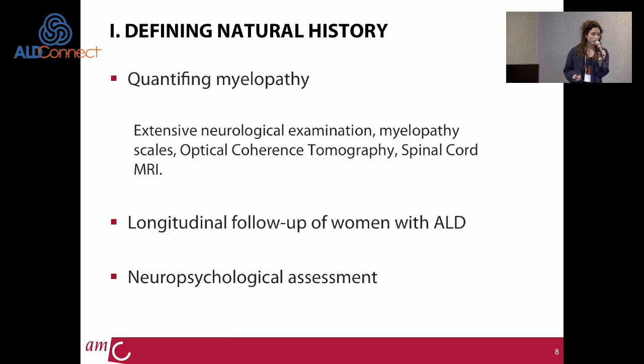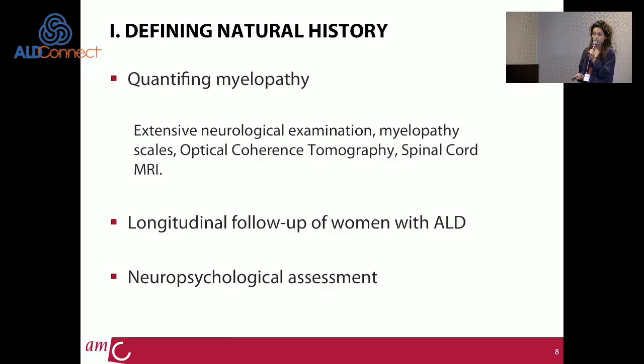Besides that, we're also looking at optical coherence tomography. So that means we're looking at the optic nerve. There are also a lot of axons in the optic nerve, and we want to see if that correlates with the disability in the rest of the body. And we're looking at spinal cord MRI.